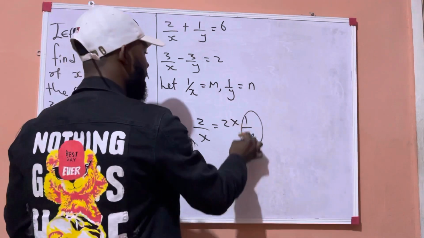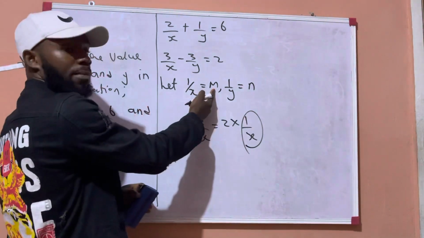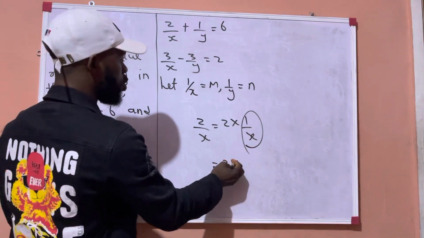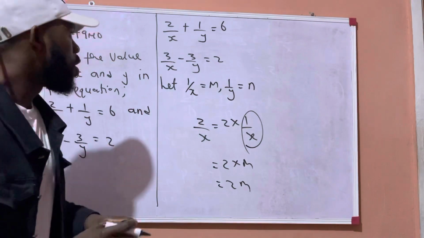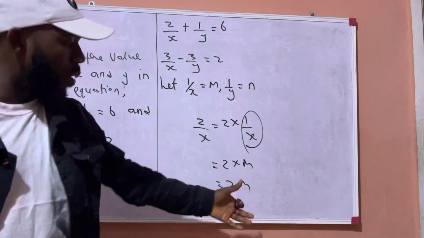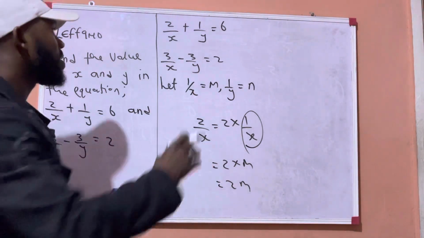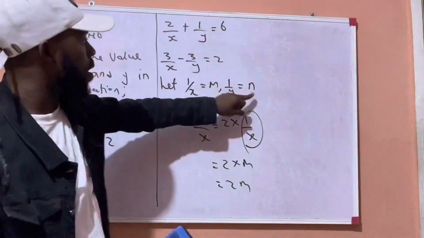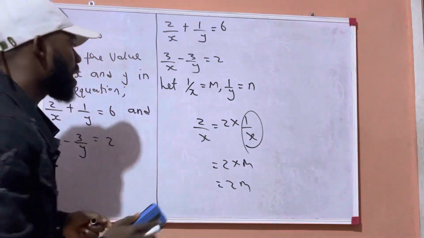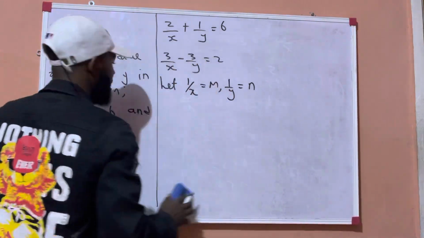Now, we just said that 1 over x is m. So automatically this simply means 2 times m, which is 2m. So wherever we have 2 over x, we give 2m. The same thing applies to 1 over y. We said 1 over y is n, so anywhere I say 1 over y, I give the variable n. Now, let us solve the problem.